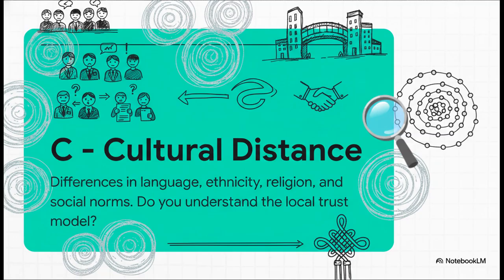Let's start with the C, cultural distance. Now, this goes way beyond just language or different holidays. We're talking about the deep, unwritten rules of how a society works. Take China, for example. The idea of guanxi, that's the personal trust network, is everything in business. If a Western company comes in thinking a contract is all they need, without building those personal relationships, they're going to have a really tough time. It's all about understanding how trust is really built in that specific place.